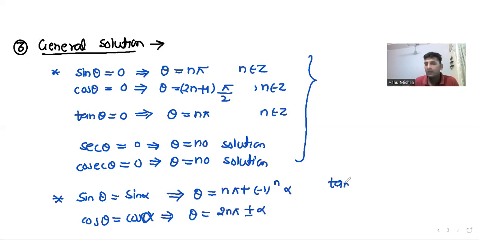If tan theta is equal to tan alpha, then you should know that theta will be equal to n pi plus alpha. They all are known as the basic key of general solution.